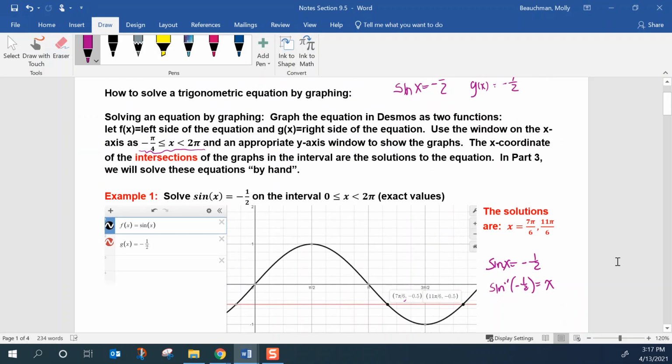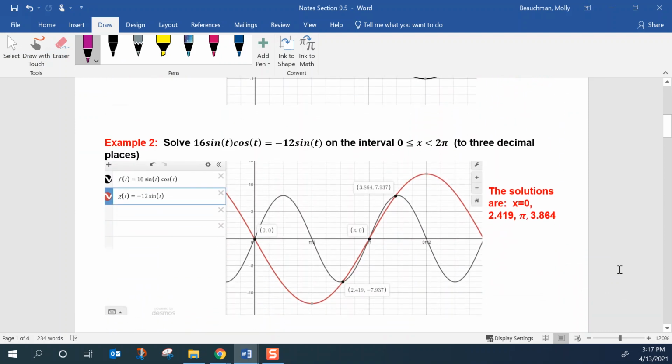All right, the next example, we're going to solve the equation 16 times the sine of t times the cosine of t is equal to negative 12 times the sine of t on the interval between 0 and 2 pi. All right, so this is a more complicated equation.